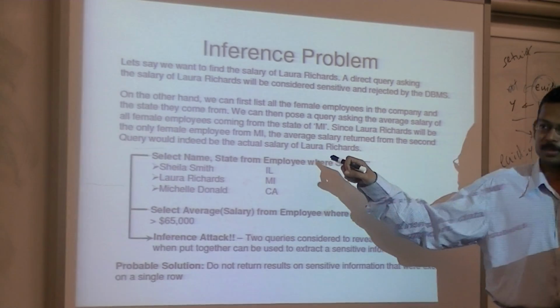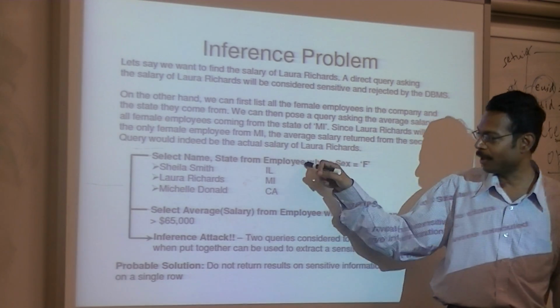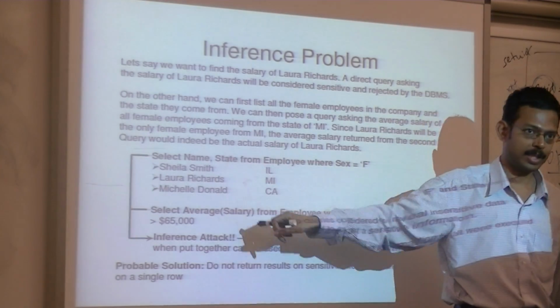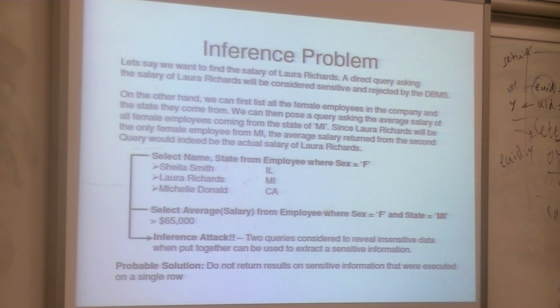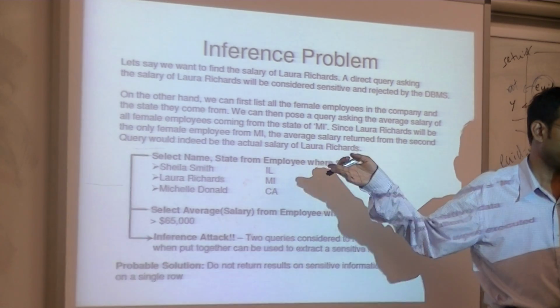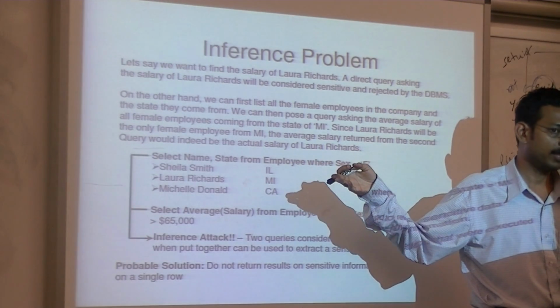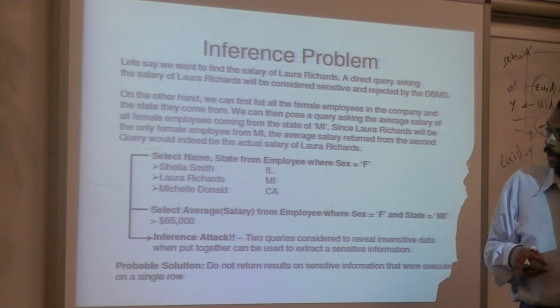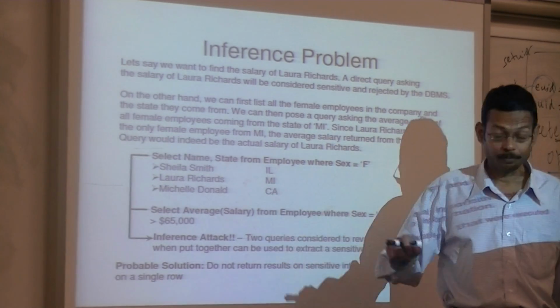Alright. So select name and state from employee where sex is female. If you launch this query on the database, it's going to return these three pieces of information. And this by itself is not sensitive. All you're trying to see is who are the female employees working in that organization, right? The name and state. Now what can you infer from this?